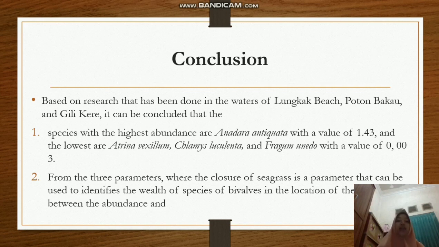And the second conclusion is from the three parameters: the abundance of bivalves with coverage of seagrass, the abundance of bivalves and depth of substrate, and the abundance of bivalves and density of seagrass. From the three parameters, seagrass coverage is the parameter that can be used to identify the suitability for bivalves at the location, based on the relationship between abundance and seagrass coverage.